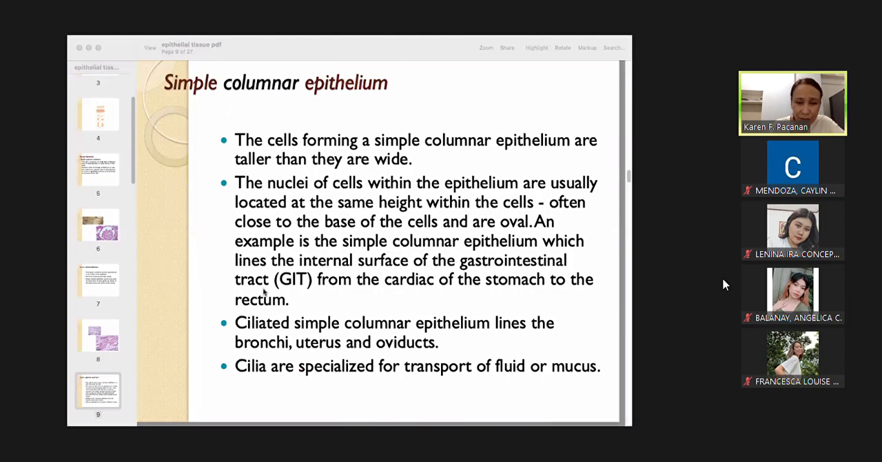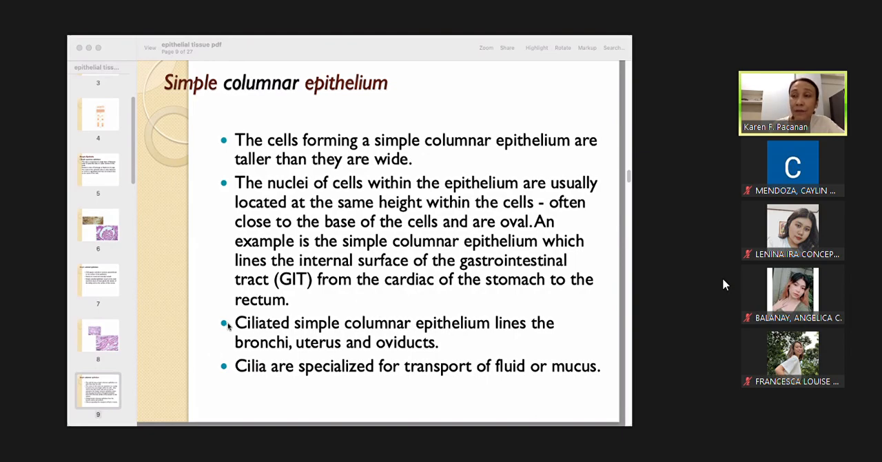An example of location is the stomach, the cardiac region of the stomach. Actually, if it is simple columnar, it would line the lower gastrointestinal tract, starting from the stomach up to the rectum. But of course, yung upper gastrointestinal tract is lined with another type of epithelium. We also have a variant of simple columnar epithelium, which is said to be ciliated. These are the examples of location: bronchi, uterus, and oviducts.